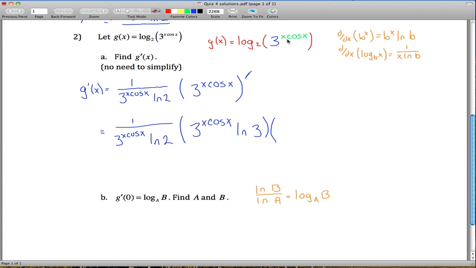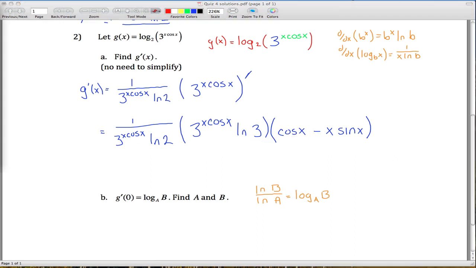The first function's x, the second function's cosine of x. Derivative of x is just 1. Leave the cosine alone, and then we want to add to that, leave the x alone, and then the derivative of cosine of x is negative sine of x. So you get this big mess for your answer. I said no need to simplify, so this is a perfectly good answer.